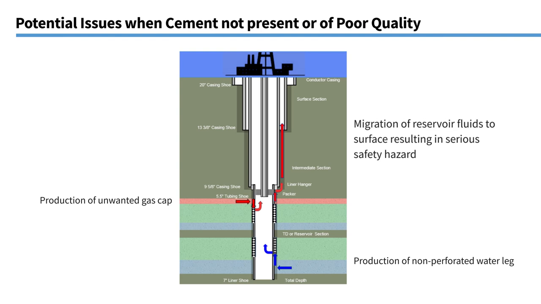So it stops us producing unwanted fluids, but more importantly than that, it also creates a barrier between the reservoir and surface. If we didn't have that barrier, we could have fluids migrating into the annulus and causing all sorts of potential hazards that I'm sure I don't need to emphasise to you.